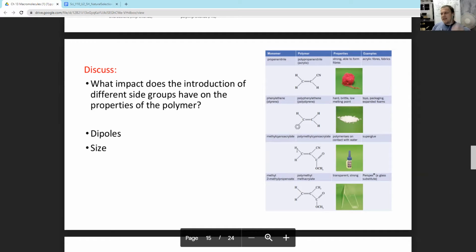If we add a benzene group, we get polystyrene. We add a cyanide group and an ester. Whoever came up with that is crazy. But so plastic, I mean not plastic, super glue is a weird one.